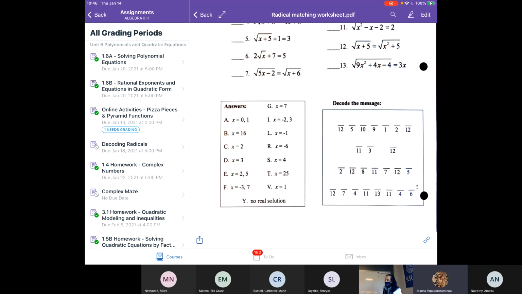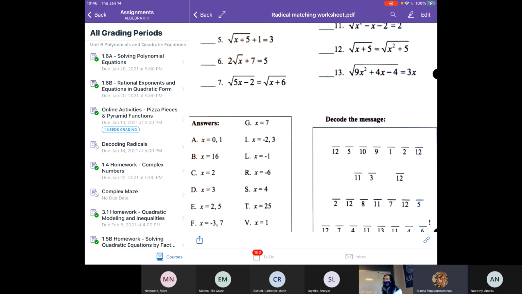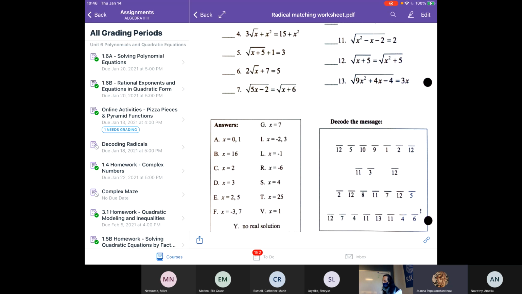Then you're going to substitute in the corresponding answer. Like if you go to number 12, what did you get for the answer? Which one is it? Put it in here. And it's going to be a cute little message you're decoding. Once you finish this, scan it and upload it to the assignments in Canvas. This is another 5 points. Okay? So this is an assignment.